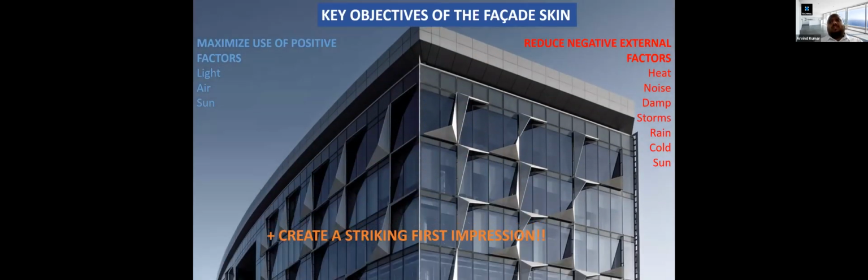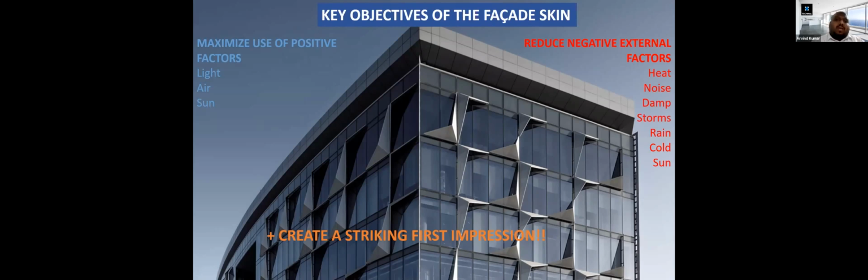And also positively use the sun. We have a lot of sun in this area, and that also gives us a great opportunity to maximize the use of the sun. And of course, we need to create a striking first impression, because the facade is the first thing which you see on a building. So when you enter and when you see the building, the facade is the first and foremost thing you see. They always say the first impression is the best impression. So your facade needs to talk that same language.